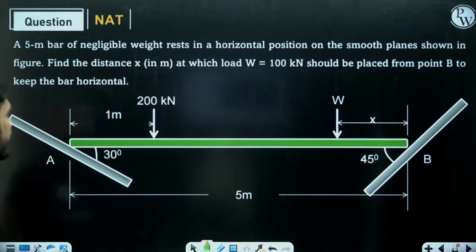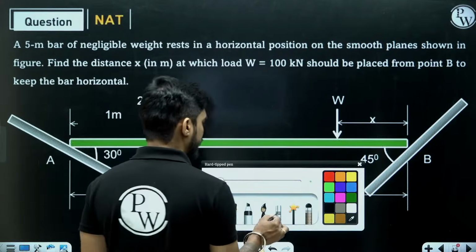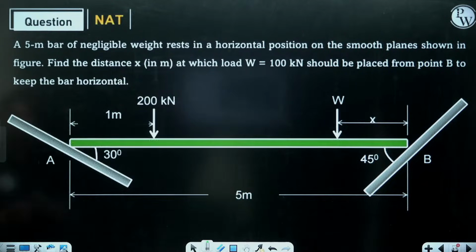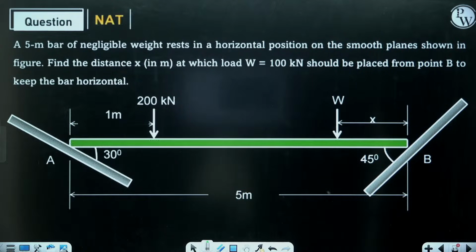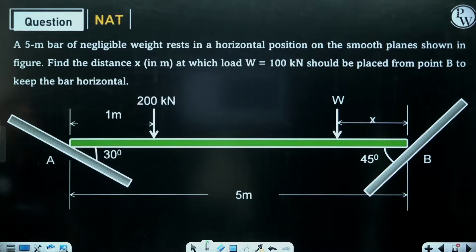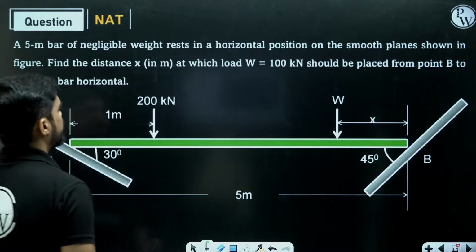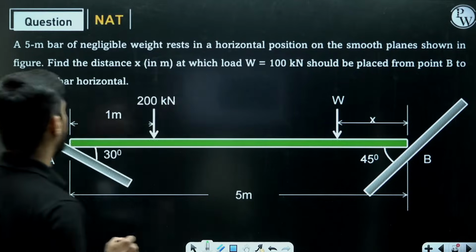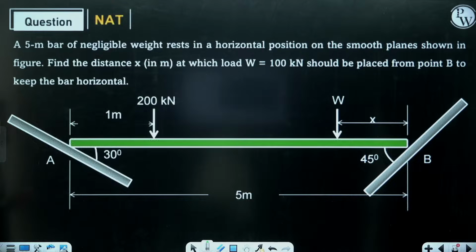Now this is a very interesting question. We are going to see a very interesting concept here. A 5-meter bar of negligible weight rests in a horizontal position on the smooth plane. Find the distance x at which load W equal to 100 kilonewton must be placed from point B to keep the bar horizontal.